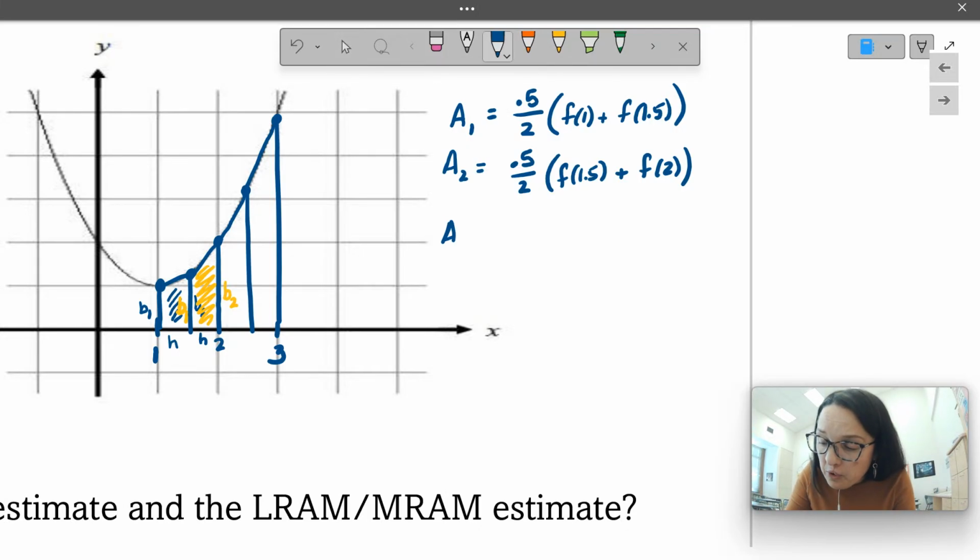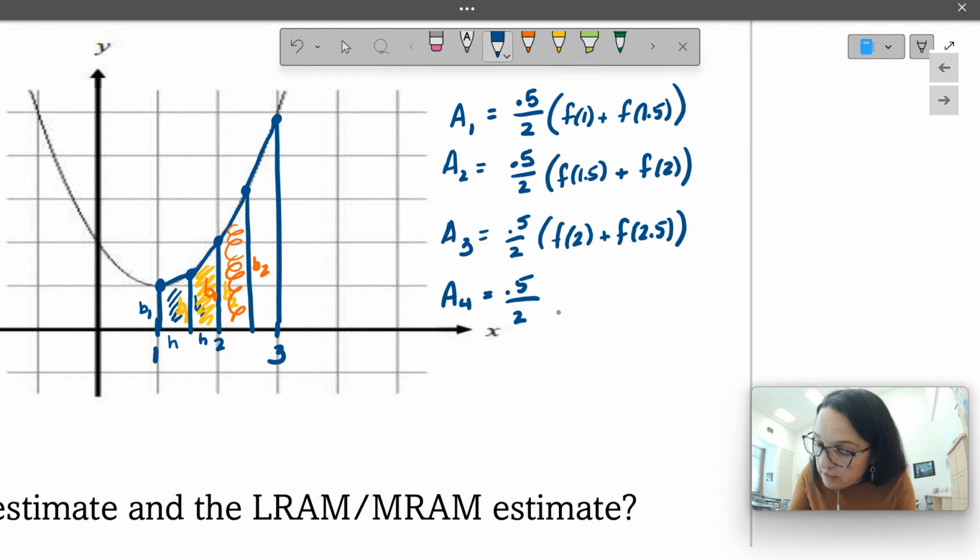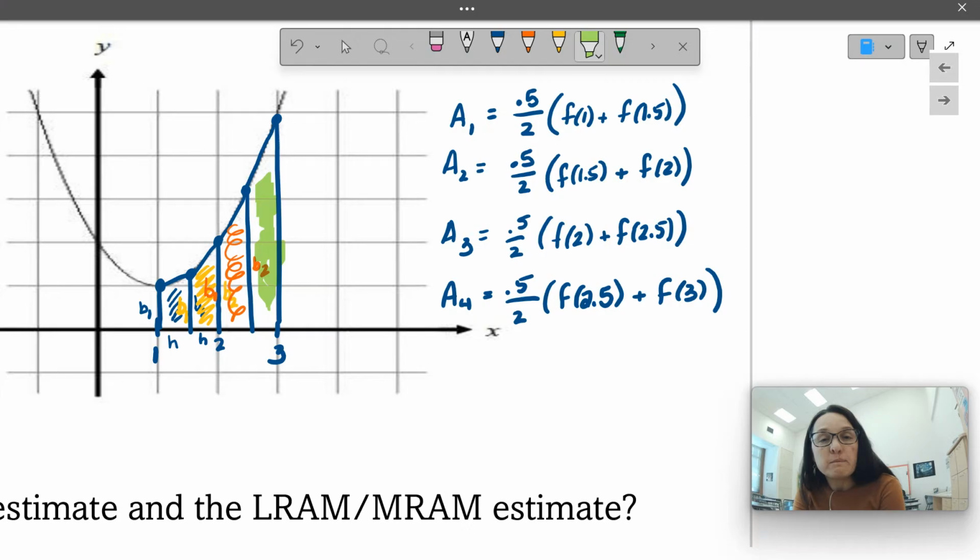And then for my third trapezoid, for my third trick, for this trapezoid right here, B1 is f of 2 again, and B2 is f of 2.5. So then I have 0.5 over 2, f of 2, f of 2.5, and the fourth trapezoid, f of 2.5 and f of 3, because that last trapezoid would be this one with heights at f of 2.5 and f of 3. Okay.